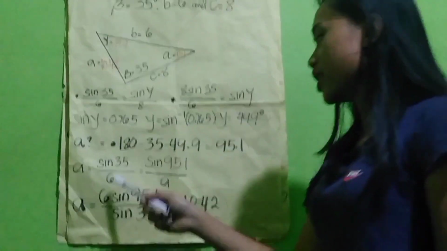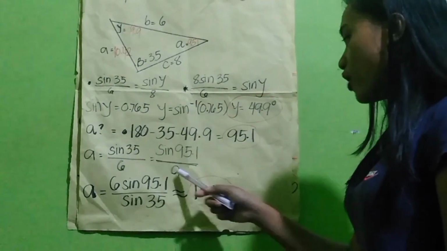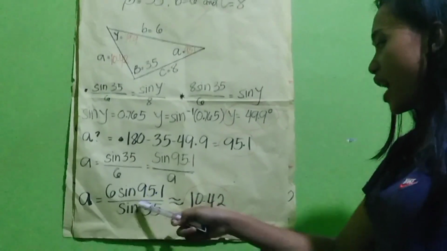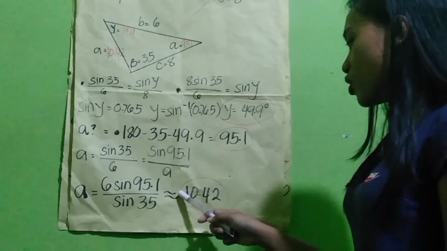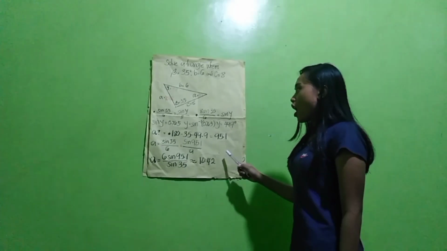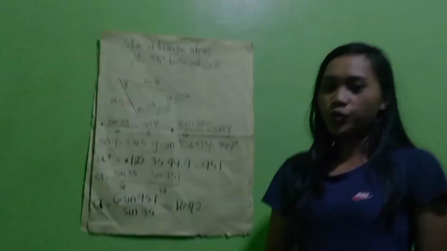And then next, let's find the adjacent side. So let's have sine 35 over 6 equals sine 95.1 over a. Cross multiplication: a equals 6 sine 95.1 over sine 35, which is approximately 10.42. Therefore, our adjacent is equal to 10.42.